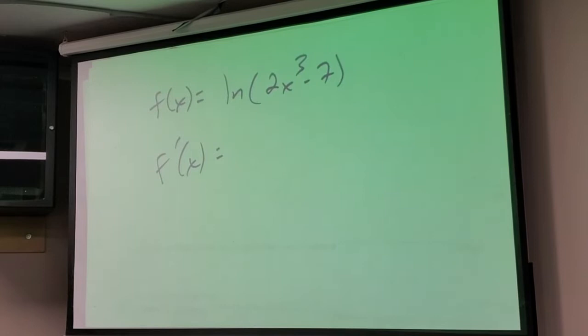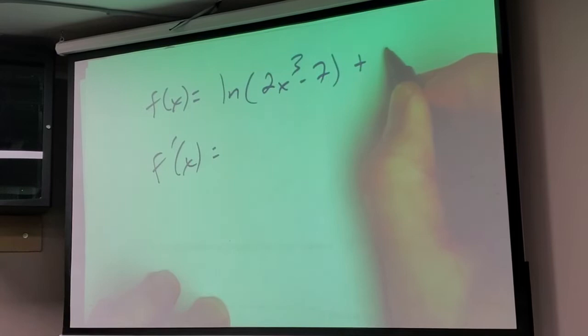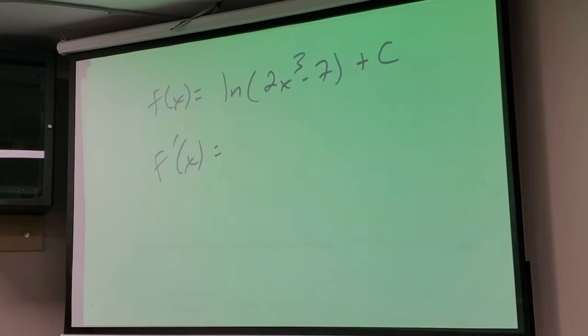Actually, let me do one little thing. Plus a constant. I can't figure out what constant I want, so I'm just going to put C for constant. Just any constant I want. What section does this pertain to? 5-5.